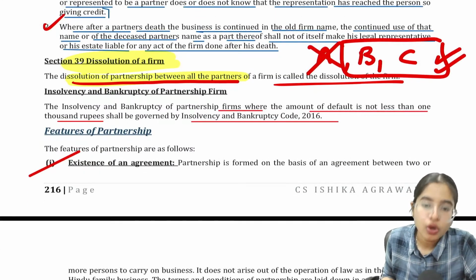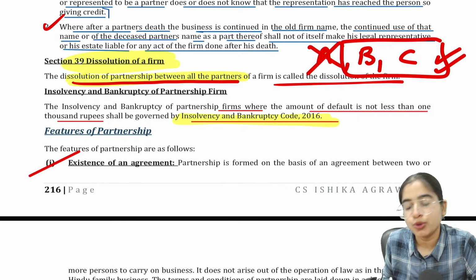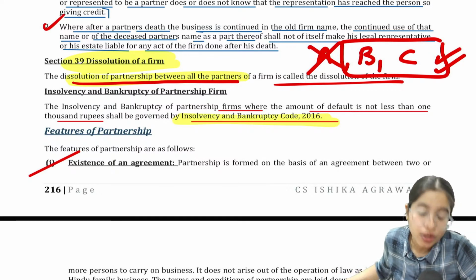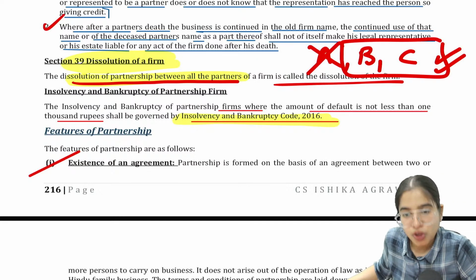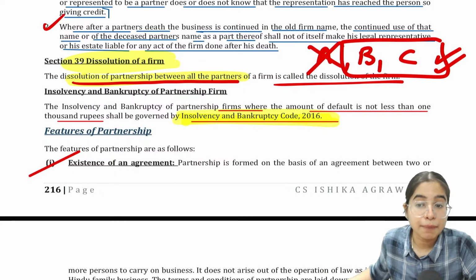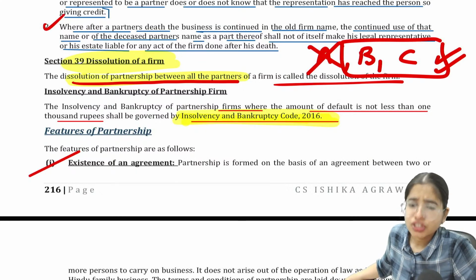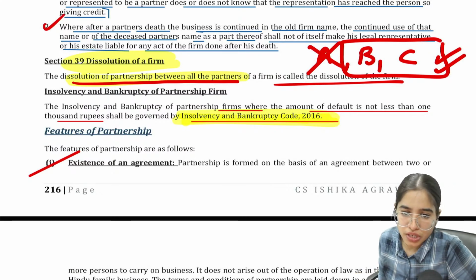And as you all know, for the insolvency of a partnership firm we have to go to the IBC, because the IBC is the common code which talks about insolvency of individuals, partnerships and companies. Basically this is given in chapter 3 of the IBC, which is not in your course, which you don't have to study now.